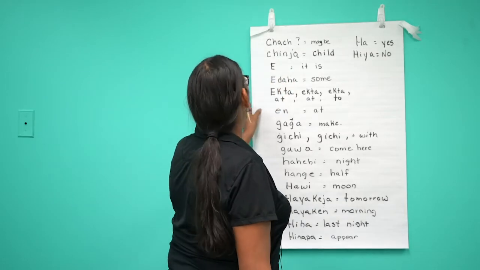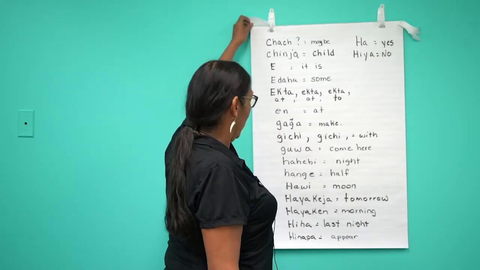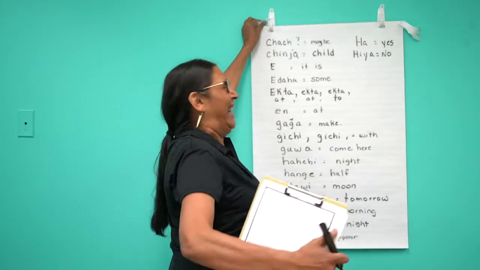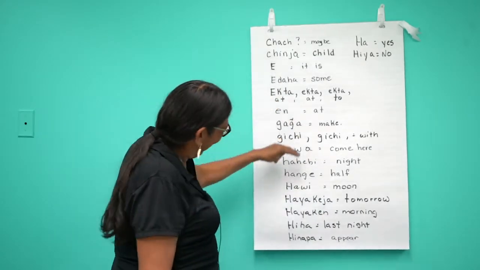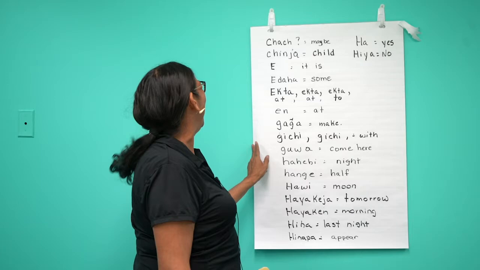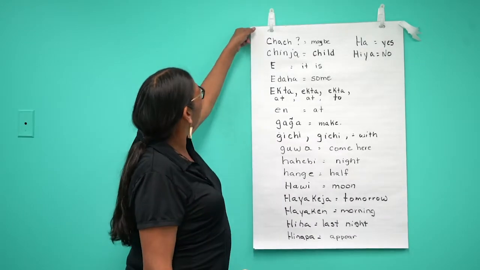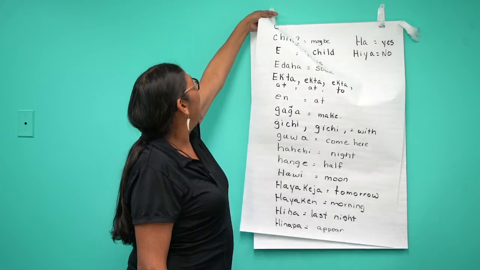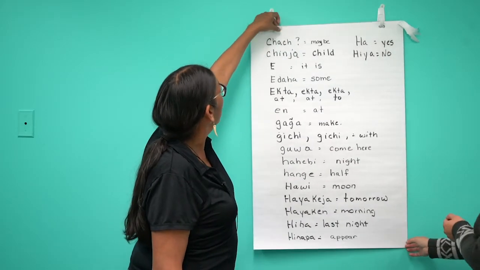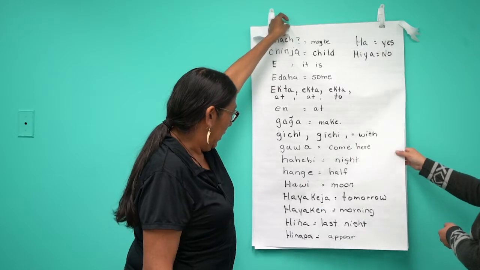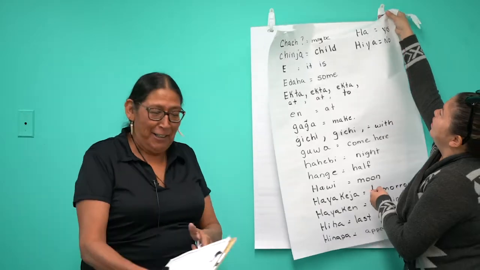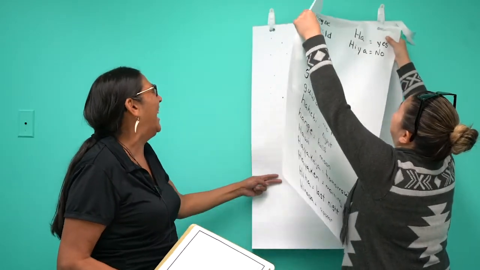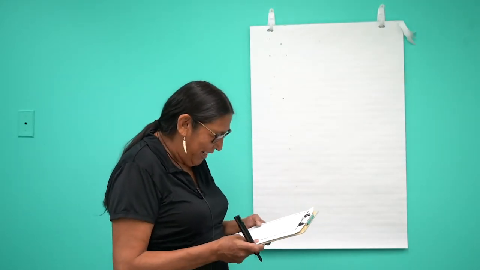Okay, I was going to make a sentence about appear here. Chinja ja hinapa, that child appeared. I'm kidding. After they worked together. Yeah. I was going to say that, but okay, I better not. Yeah, those two went around together and then all of a sudden this child appeared. Hinapa.